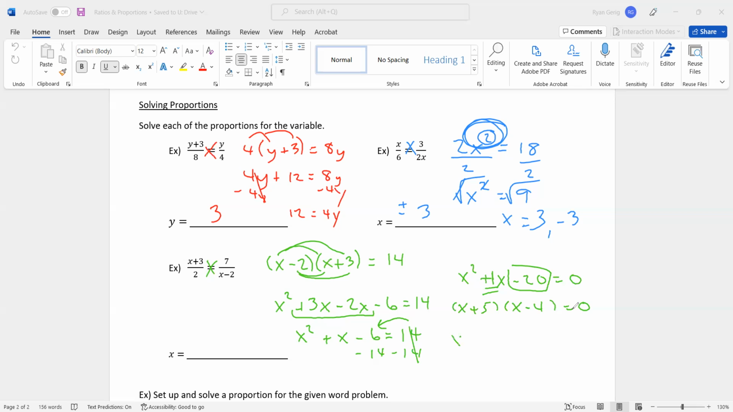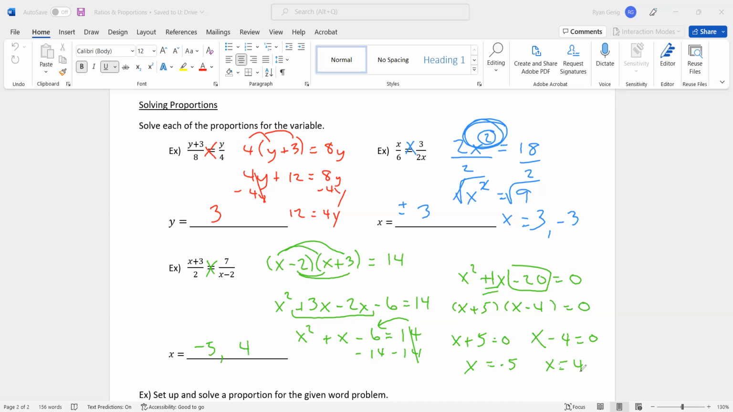So what I have to do is I'm going to set both of those things equal to 0. So x plus 5 equals 0, and x minus 4 equals 0. Subtract 5, you get x equals negative 5. Add 4, you get x equals 4. And like I said, you get two answers here. So my answers are x equals negative 5 and x equals 4.